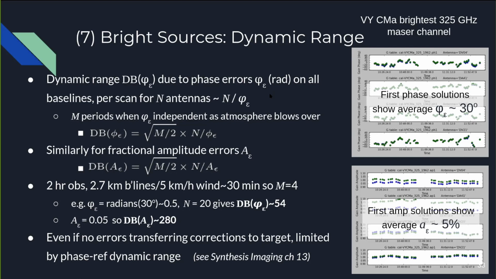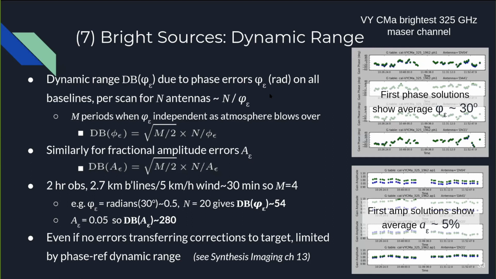It's absolutely invaluable. So roughly speaking, the dynamic range, for a large number of antennas and a relatively small phase error, is n over the phase error, for each period during which the atmosphere is the same. And so if you have n periods where the atmosphere changes, in other words, the time it takes for a particular disturbance to pass over your array, then the total dynamic range is increased in proportion to the square root of that. And there's a similar expression derived for amplitude errors.